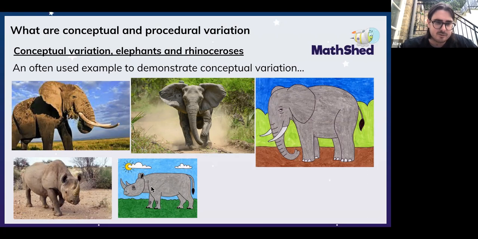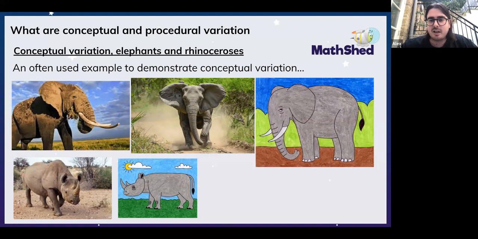Now, because we have a conceptualization of what an elephant is, we are then able to say, okay, this tuskless elephant is more of an elephant than a rhinoceros, which is a similar creature. It's got very thick, leathery grey skin. It has a horn or a tusk of sorts. They live in similar habitats, and so on and so forth, but it doesn't necessarily mean that they're the same animal.